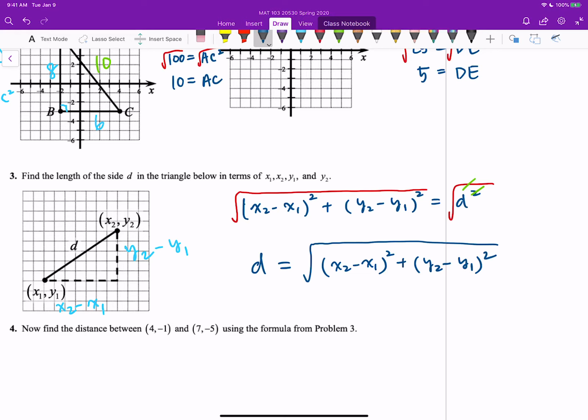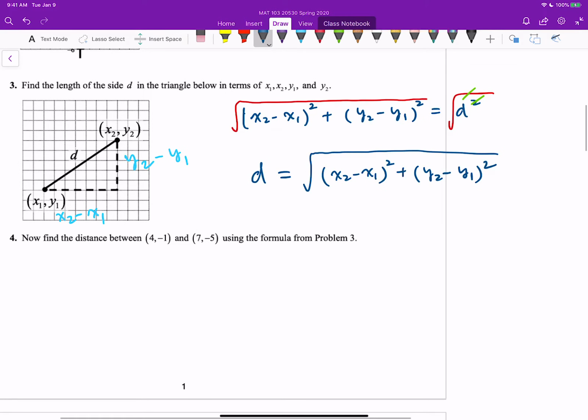But if you're a visual learner, the right triangle might be the best way for you. So for number 4, instead of using the triangle, I'm going to apply the formula instead. Before you apply the formula, make sure you label your points: x1, y1, x2, y2. And then we're going to plug it in.